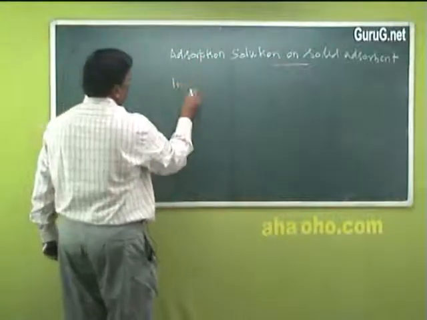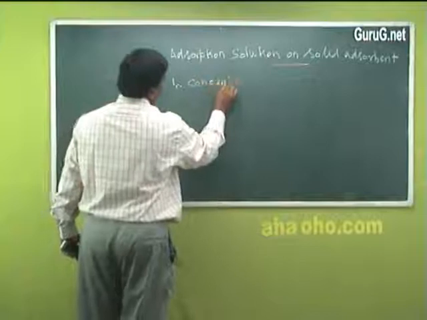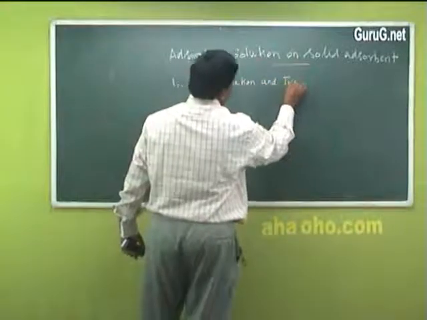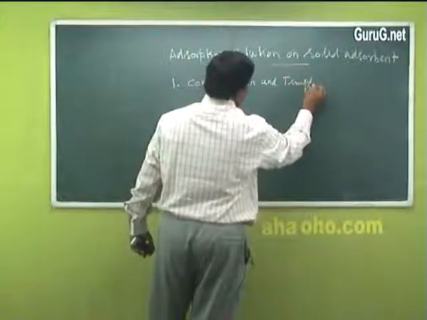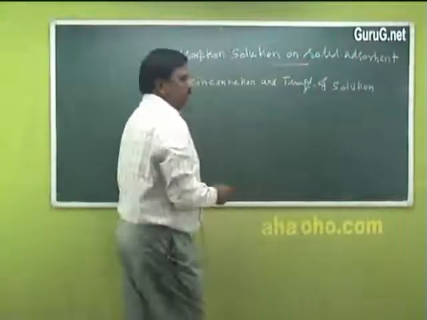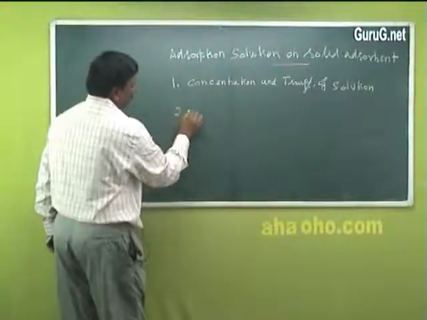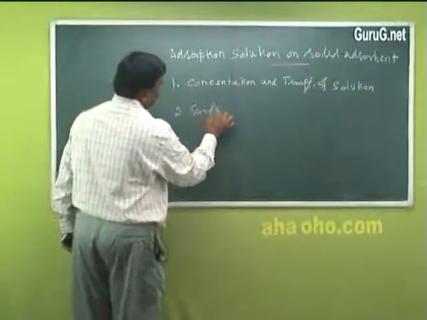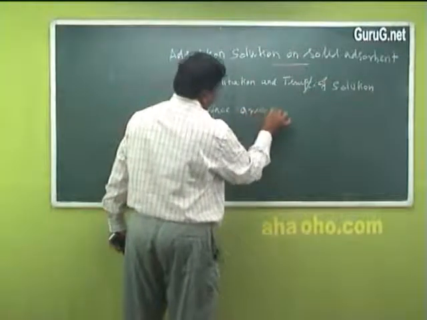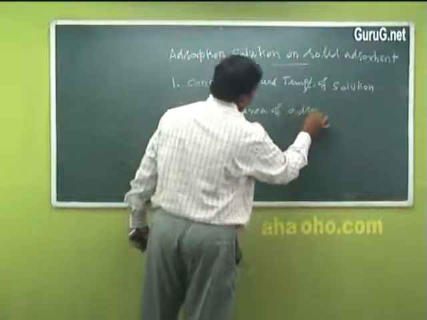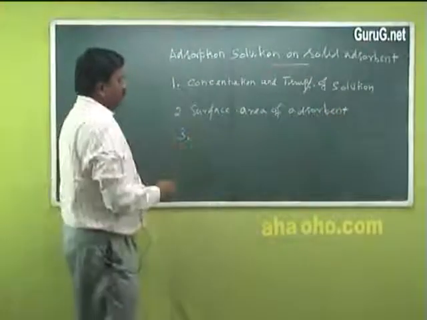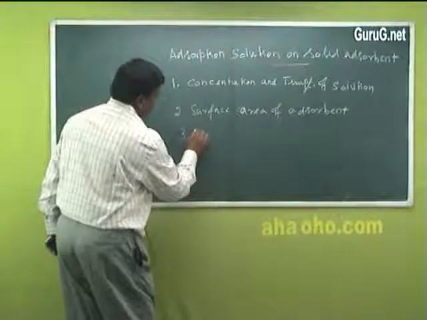One is concentration and temperature of solution. Then second one is surface area of adsorbent, and then third one is nature of adsorbate.